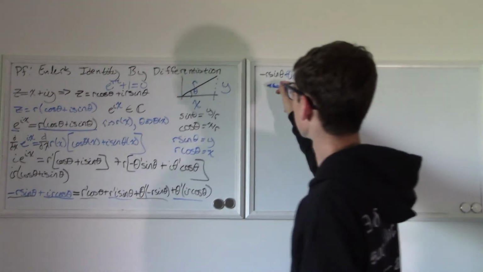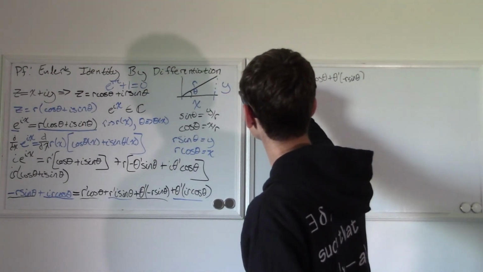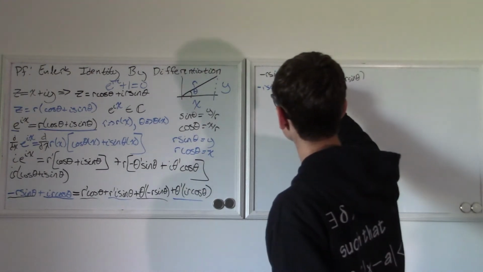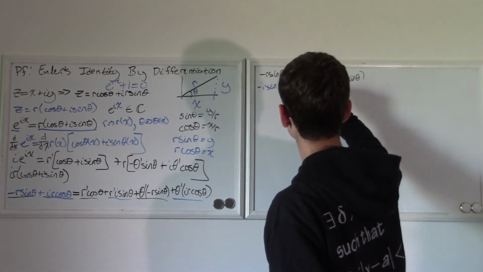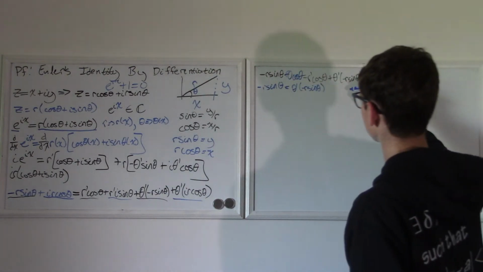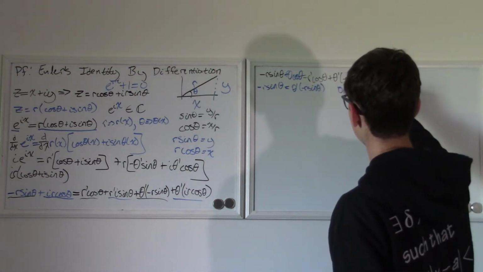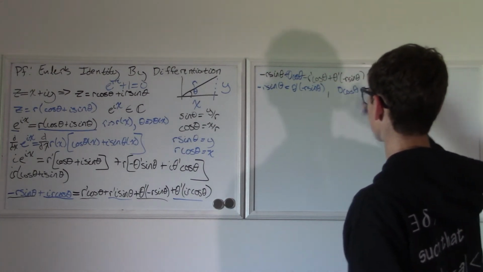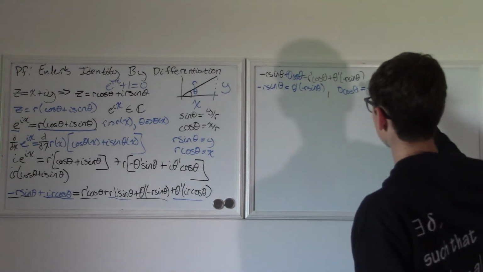So we can say negative r sine theta, we're going to set that equal to theta prime negative r sine theta. And we're going to take 0 cosine theta and set that equal to r prime cosine theta.